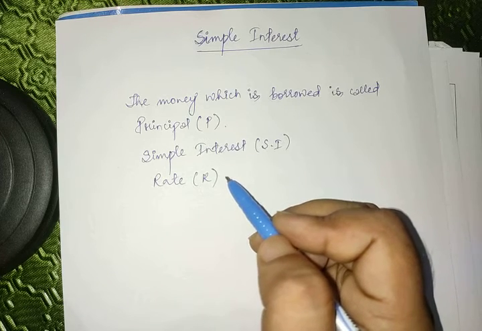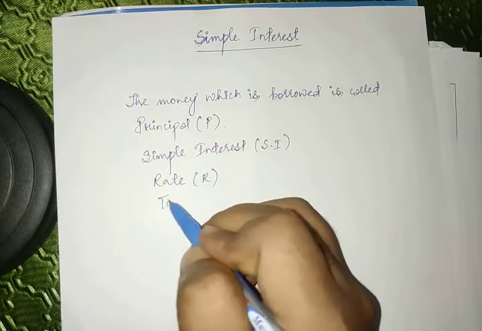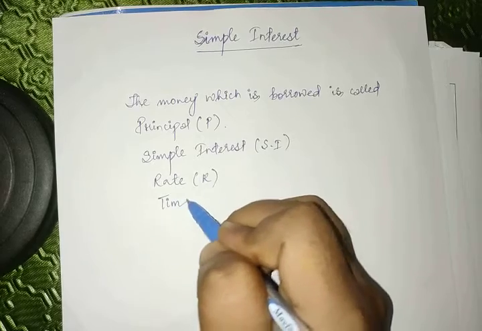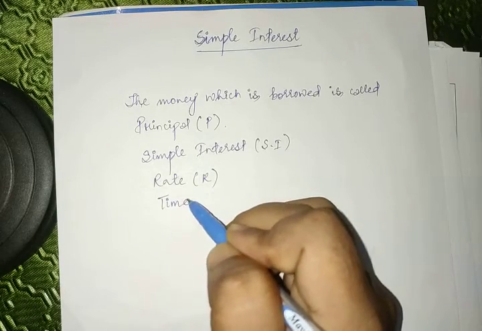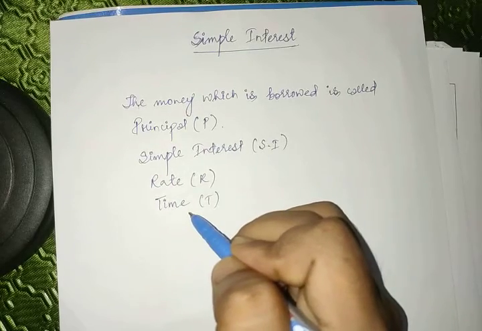Now the period, usually in years, for which the money has been borrowed is called the time. So for how many years I borrowed the money, that is the time, and it is denoted by T.